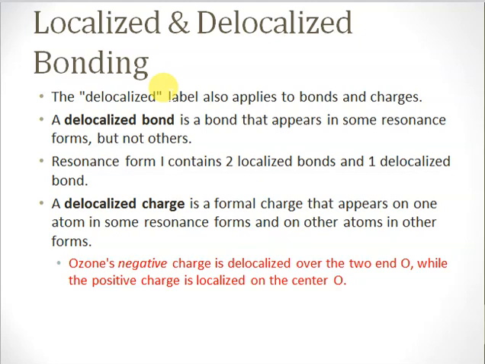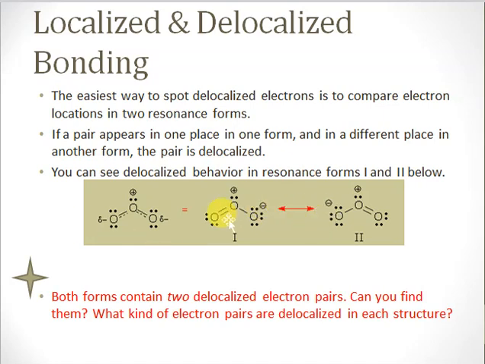So if you just see the previous slide here, you can see this bond, which is different in one structure and is not present here, right? So it means this bond is delocalized. Similarly, this charge is present in this structure, but in this structure it is not present, right? It means this formal charge is also delocalized, right? So electrons can be delocalized, a bond can be delocalized, and a charge can also be delocalized.